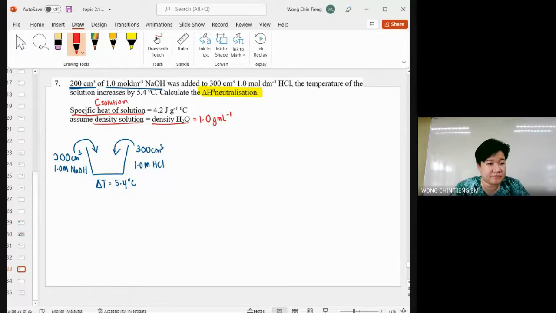Okay. Setakat ni, ada yang tak faham? Tak ada. Saya nak tanya lebih lagi. That is the delta T. I have 200 of base. I have 300 of acid. Can I ask, what would be my volume of solution? Can I ask about solution? What would be my volume of solution? Anybody? 500. 500 cm³. And next, how can I change the volume of solution to mass of solution? Mass of solution berapa?